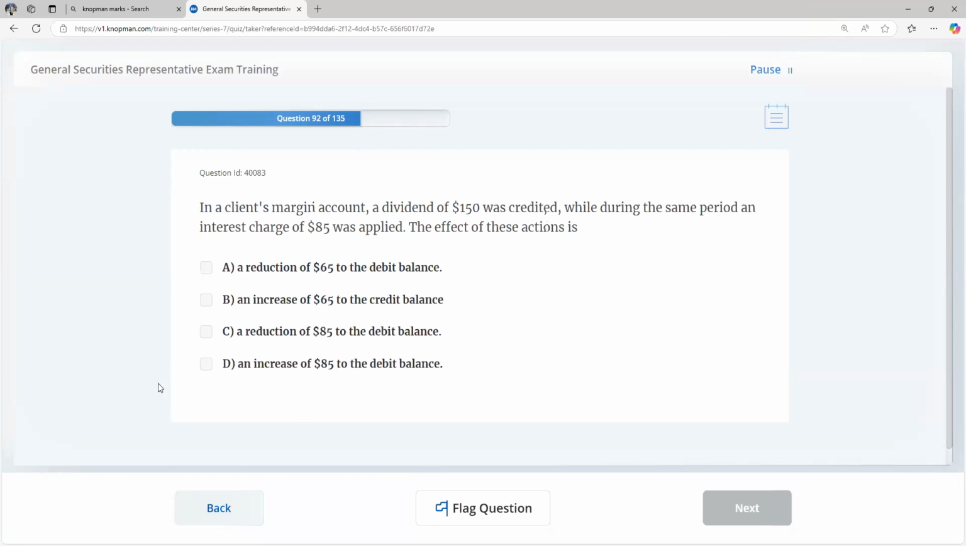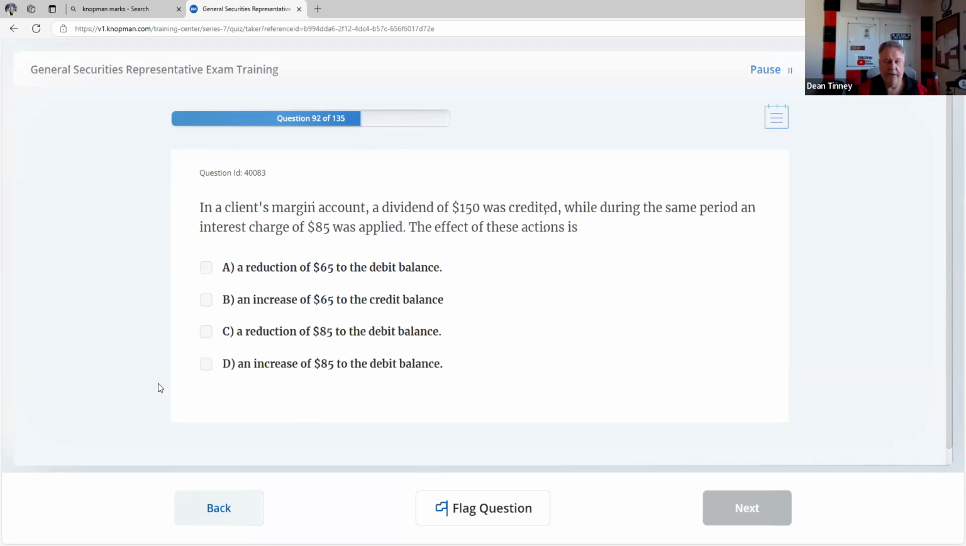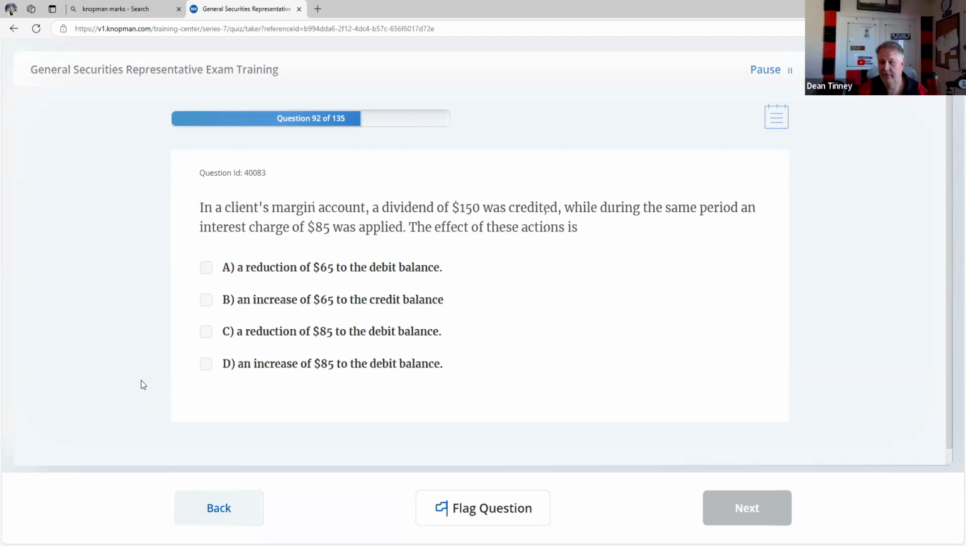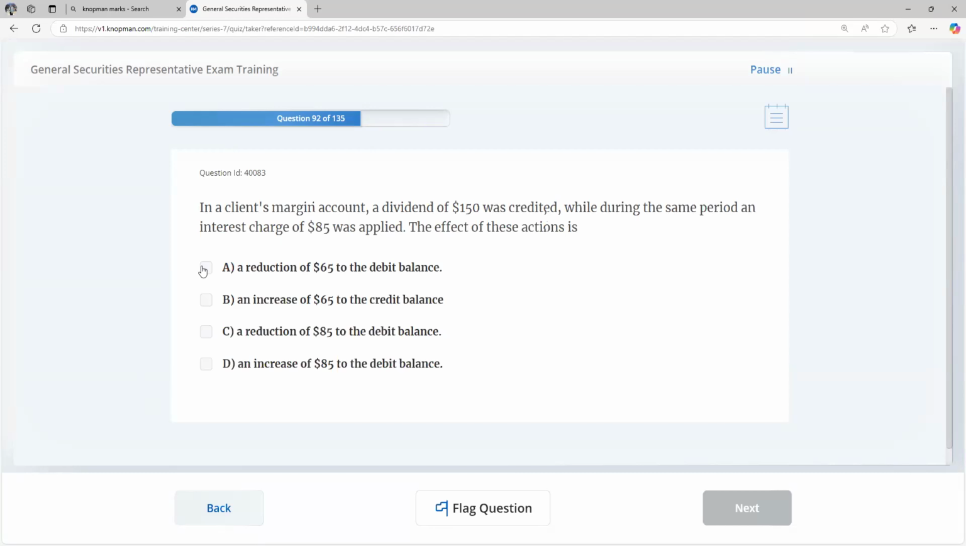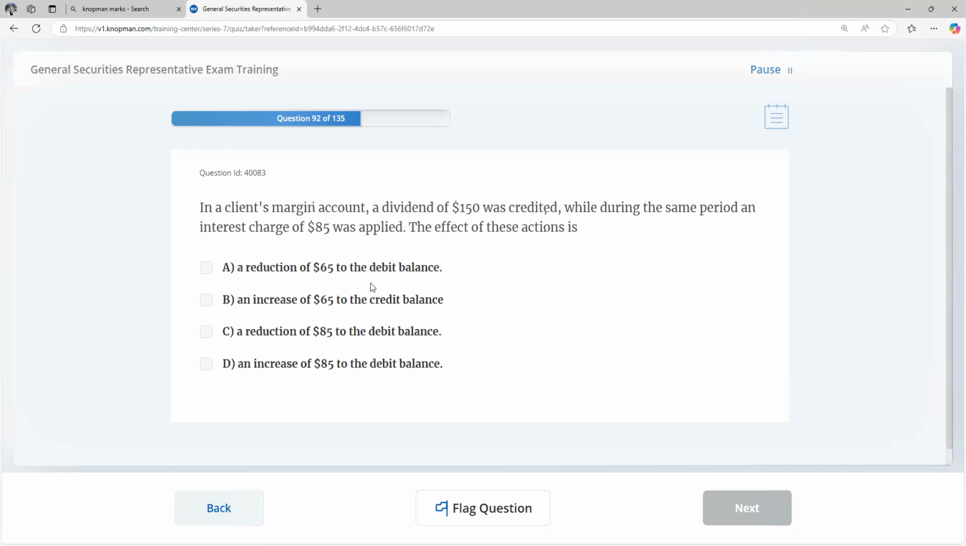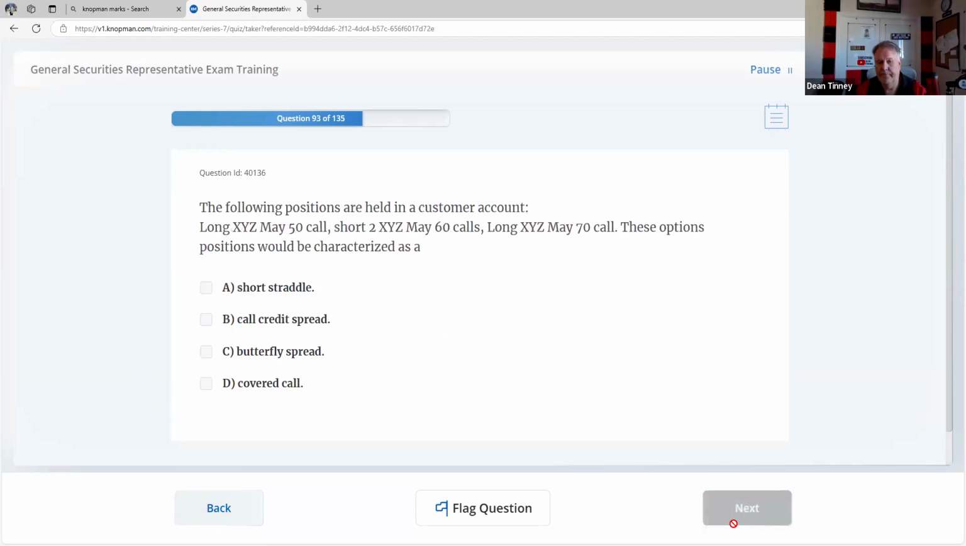Is that going to be an increase? Well, if you've got $150 coming in, it's going to pay down what you owe the firm. And then interest, you owe the firm $85. So a reduction to the debit balance of, well, if we net 150 came in, minus 85. Mark me wrong. Yeah, C, right. That's a tough one.